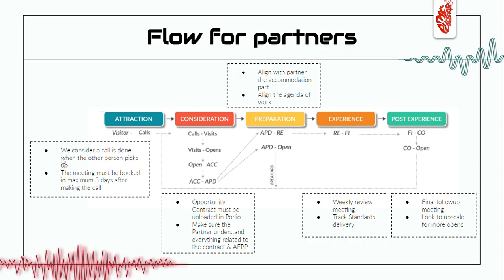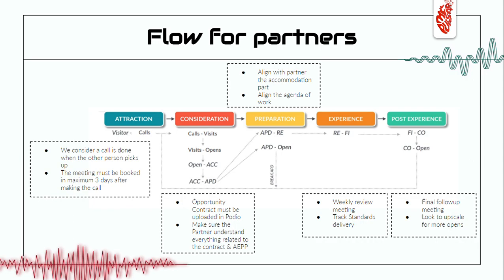Talking in more detail, in the attraction phase, we do the phone call. We consider a call done when the other side picks up the phone. It's only considered that you made a call when the other party picks up the phone and there's communication between both of you. The meeting must be booked in maximum 3 days after making the call. So once you make the call, you need to make sure that you book a meeting or any kind of gathering with the partner you're trying to reach in maximum 3 days after making the call.